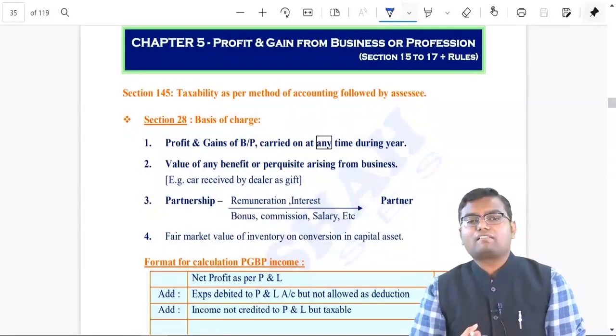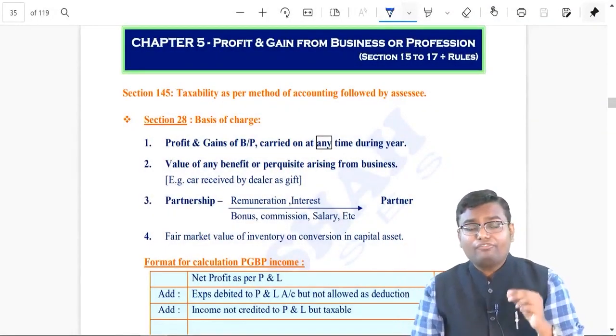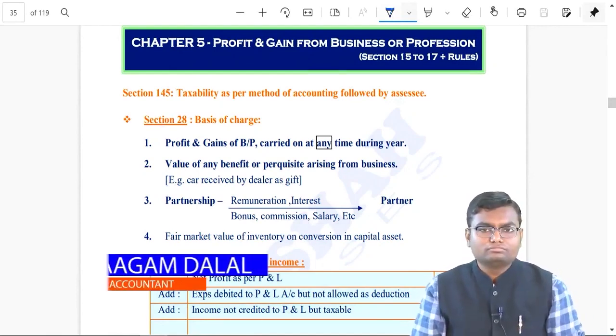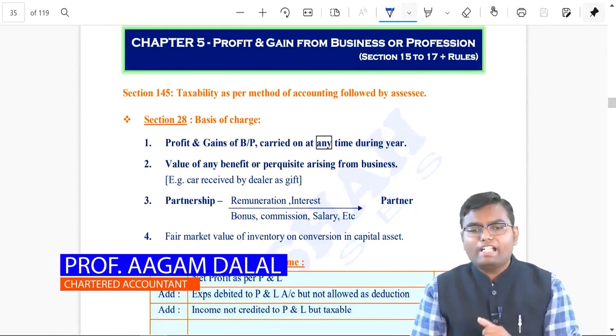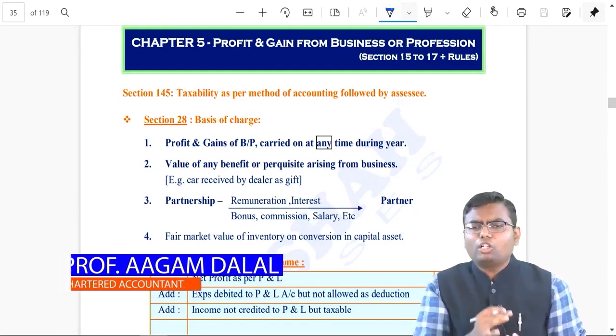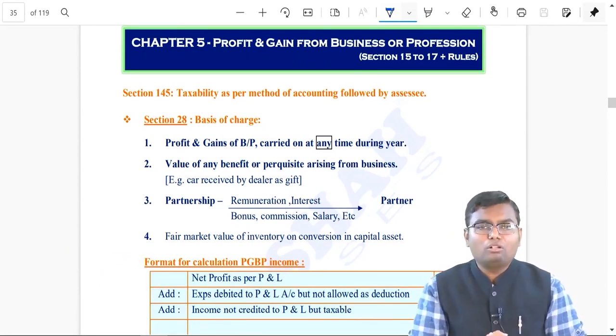Hello dear students, now let us start with the very fifth chapter and for you the third head of income. One of the most important heads of income for the examination also, which we call in short PGBP. The full form is Profit and Gain from Business or Profession.